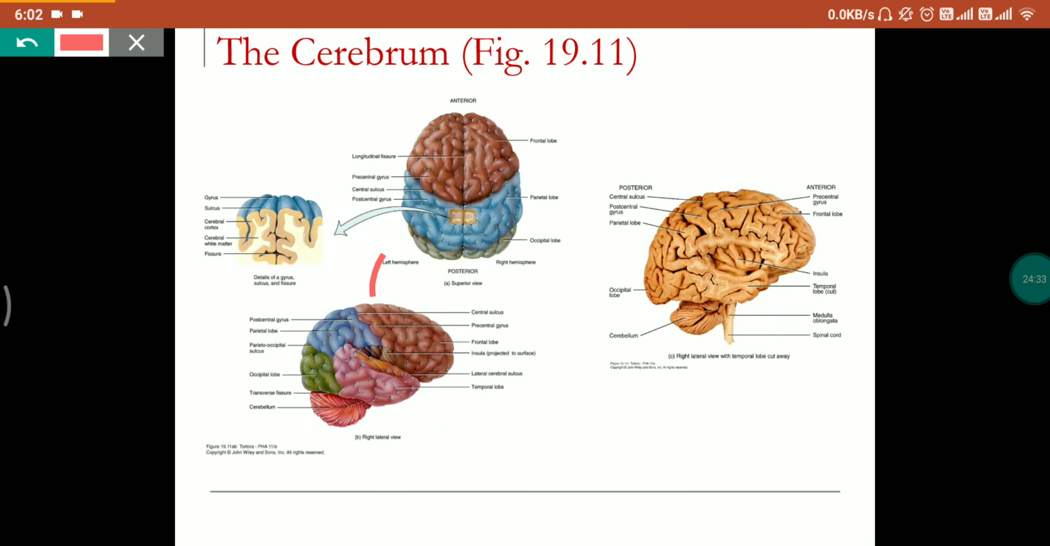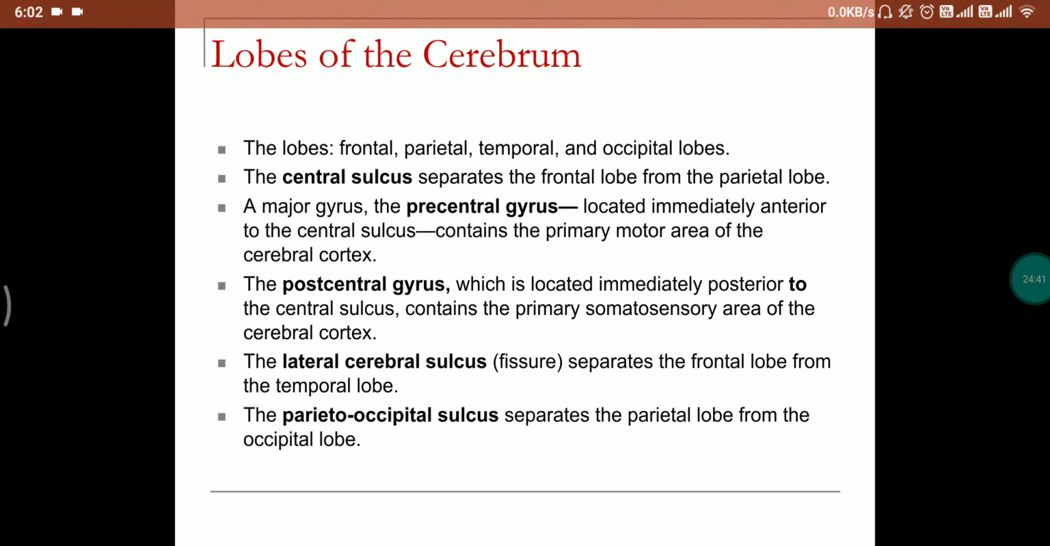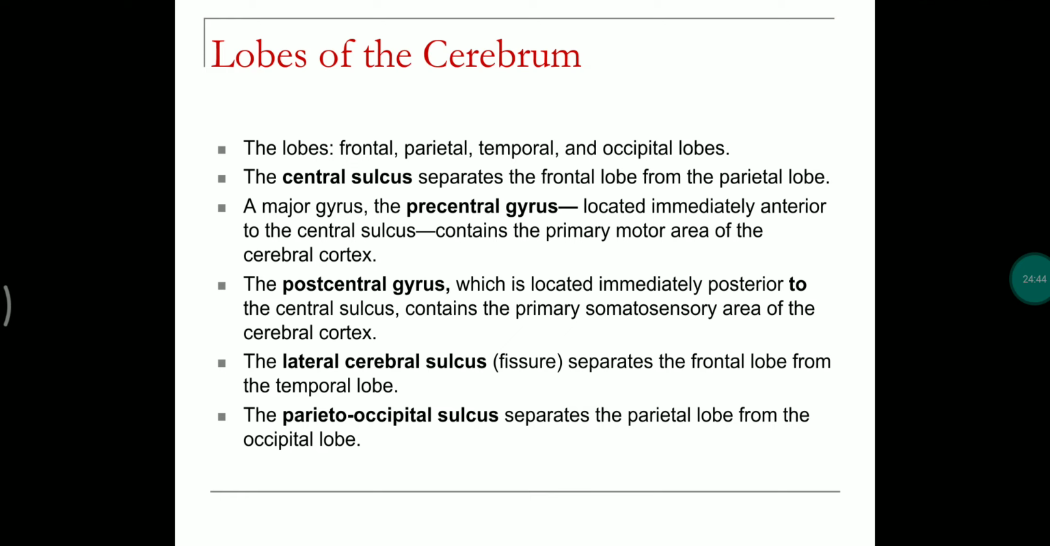So here is the precentral gyrus and this is the postcentral gyrus. These precentral and postcentral gyri have the primary motor area and the primary somatosensory area, and these are the higher centers of the brain.